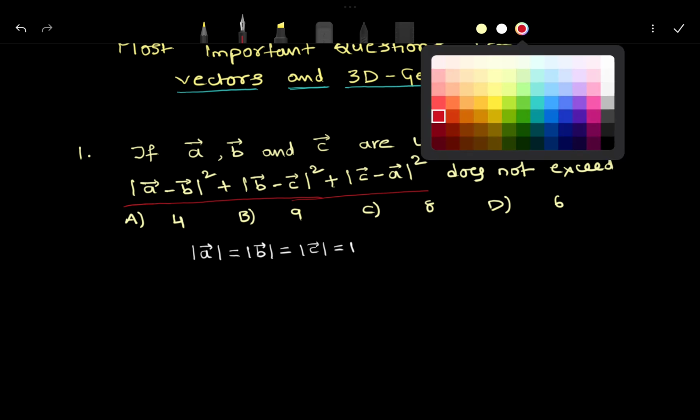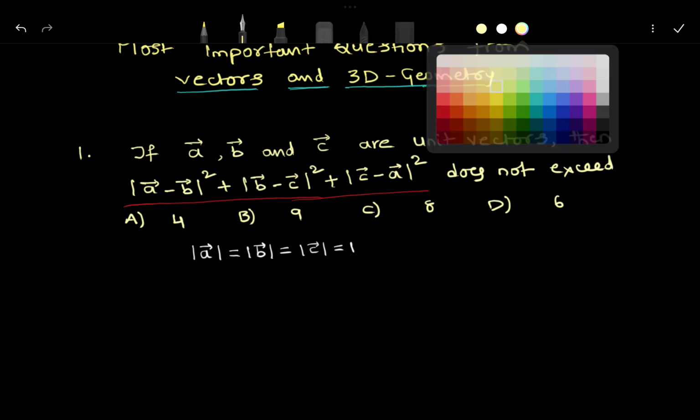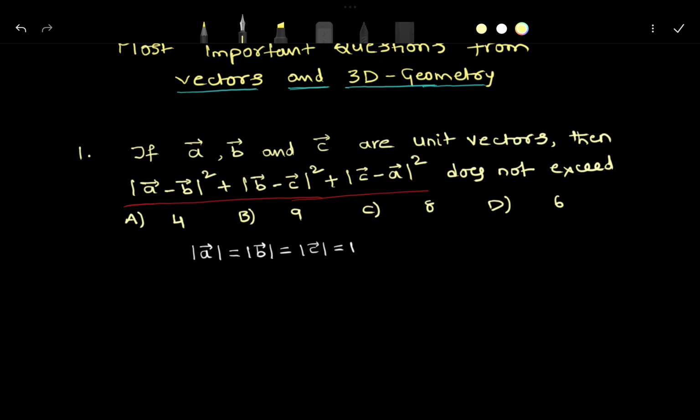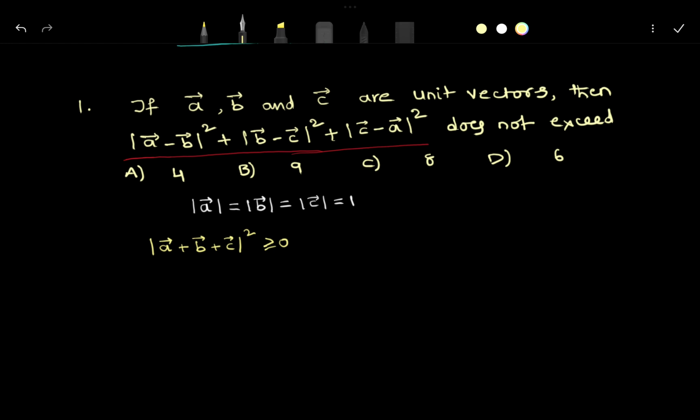See, here we will discuss that modulus of a bar plus b bar plus c bar whole square is always greater than or equal to 0. I hope everyone is clear on this.